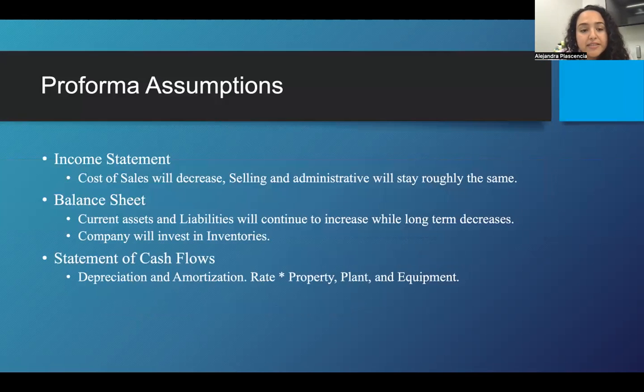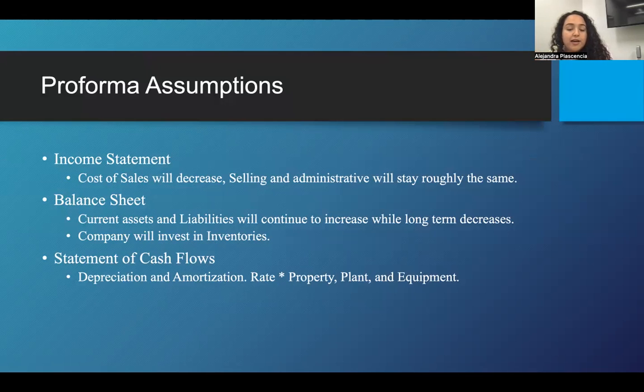So for the income statement, because the cost of sales has been decreasing over the past 3 years, I think that Walmart will still make an effort to decrease it, and the selling and administrative expenses will stay probably the same. And then for the balance sheet, I think the current assets and liabilities will continue to increase while the long-term ones decrease.